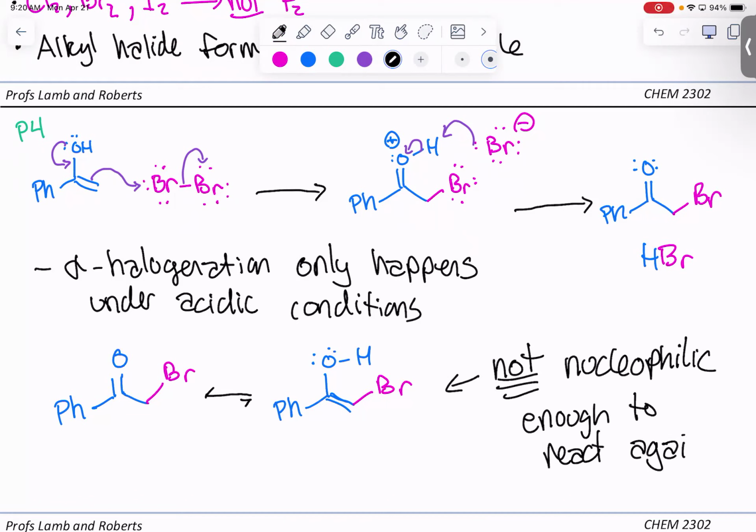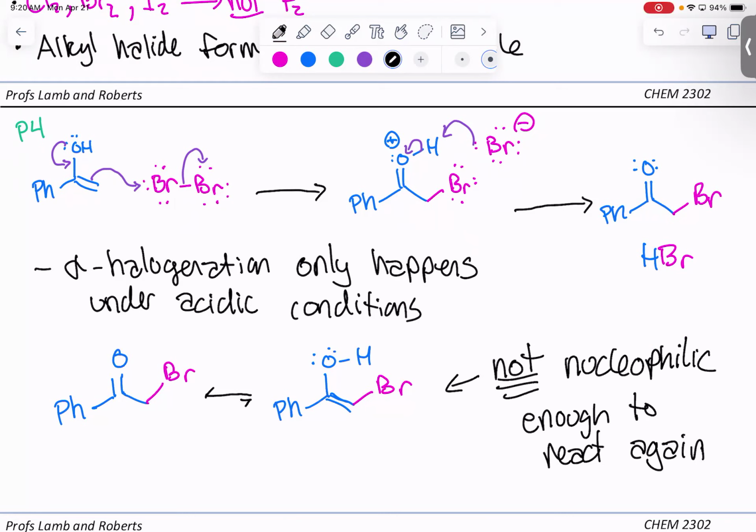There are conditions, which we don't need to know for this class, in which if you were to add a base to this, you could create an enolate, which is, of course, a better nucleophile than an enol, and we could do this reaction. But for the purposes of this class, we're going to stick to the fact that this particular intermediate is just not nucleophilic enough.